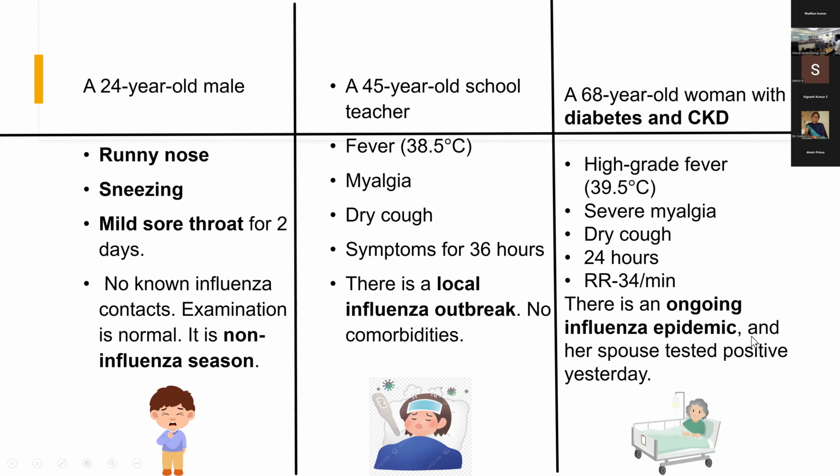Whereas in the third scenario, this is a patient with diabetes and chronic kidney disease who has now come with high-grade fever, myalgia, dry cough for the last 1 hour, and the patient also has features of SARS, and there's also an ongoing influenza epidemic, and the spouse had also tested positive for influenza yesterday. So in which of these 3 patients would you test the patient for an influenza virus? Like, say, for example, would you like to do a multiplex viral PCR for influenza virus? And if so, in which of these patients would you do an influenza PCR testing?